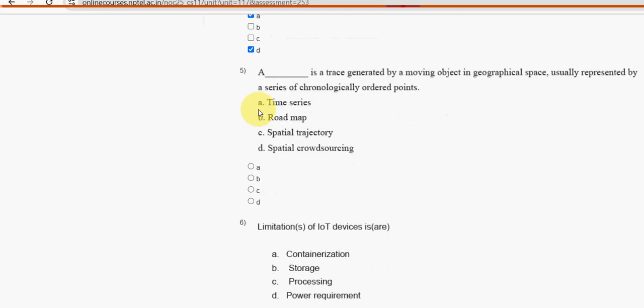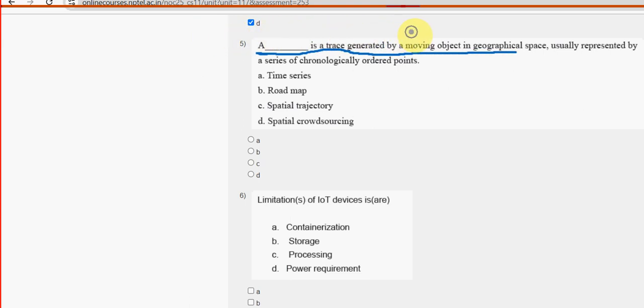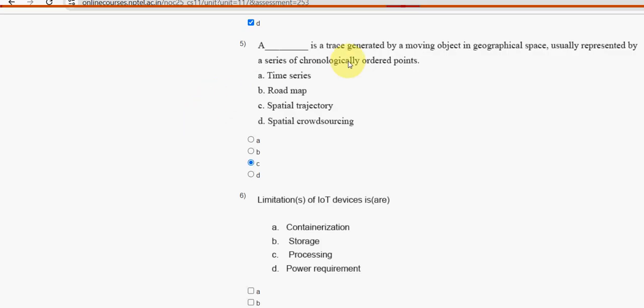Next, fifth one. A dash is a trace generated by a moving object in a geographical space, usually represented by a series of chronologically ordered points. So for fifth question, option C, spatial trajectory. Spatial trajectory is the probable solution, guys. So mark option C.